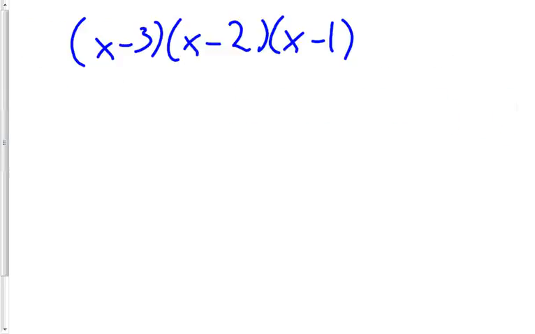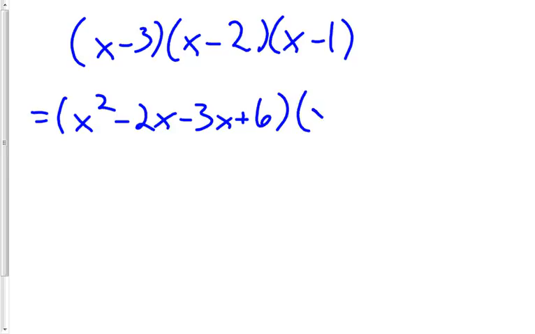Before I can use long division, I must distribute the 3 factors I know together. So, let's begin. Let's FOIL x minus 3 multiplied by x minus 2. So x times x is x squared. X times negative 2, negative 2x. Negative 3 times x, negative 3x. Negative 3 times negative 2, positive 6, all still multiplied by my x minus 1.